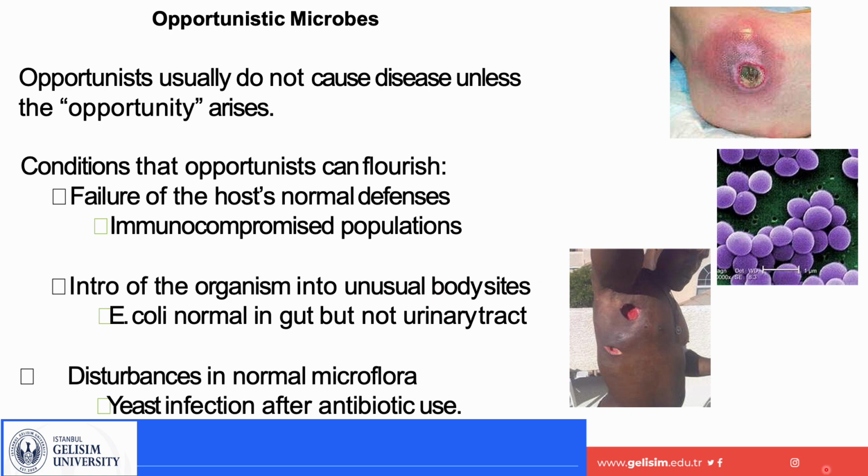Similarly, organisms that are normally present in one part of the body, such as your gut in the case of E. coli, can cause infection when they're introduced into other parts of the body, such as the urinary tract. Disturbances in normal microflora can also create opportunities for opportunistic pathogens to cause disease. For example, taking antibiotics can disrupt the normal microflora of the body, and this leads to overgrowth of yeast, which causes a yeast infection.